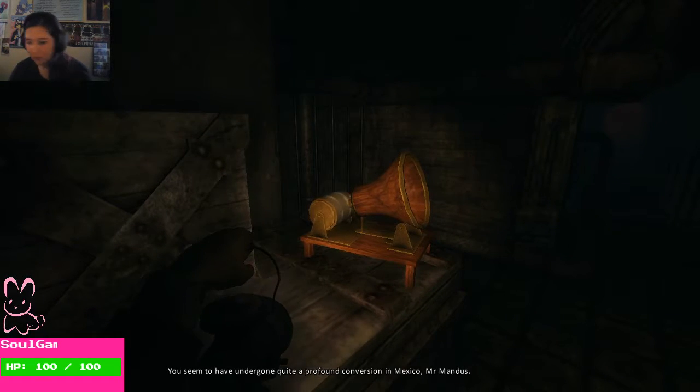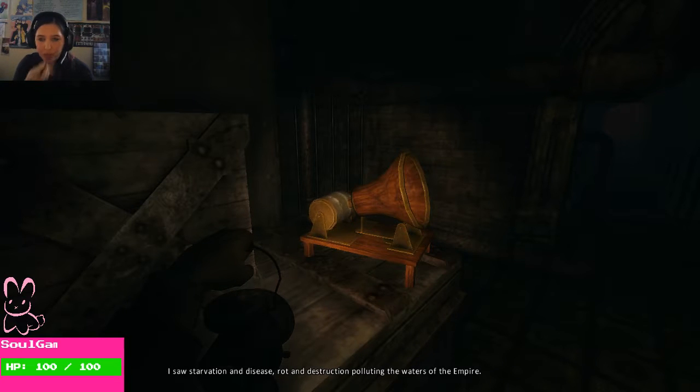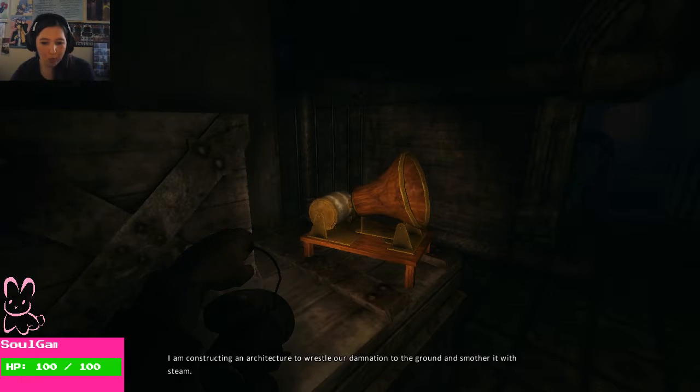You seem to have undergone quite a profound conversion in Mexico, Mr. Mendes. You could not have seen it yourself and not, Professor. As we disembarked, even through my fever, I saw the detritus of this so-called progress. I saw starvation and disease, rot and destruction polluting the waters of the Empire. We are ruiners, you and I, and all of us, and we make the world unclean. And you took it upon yourself to act as Redeemer. Professor, I would not be so presumptuous. I am merely a conduit. I am constructing an architecture to wrestle our damnation to the ground and smother it with steam.